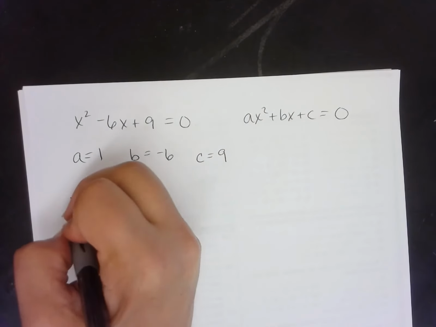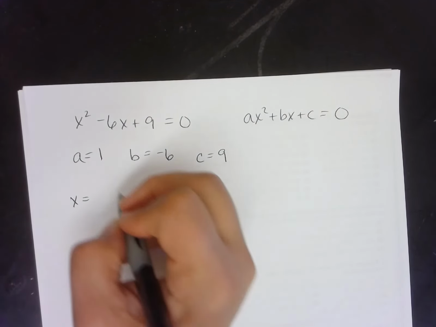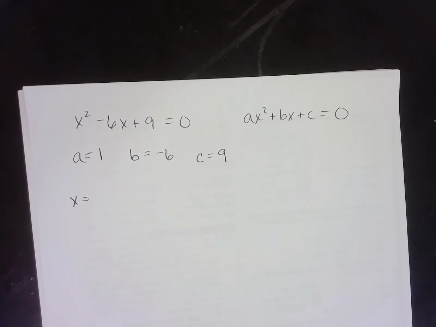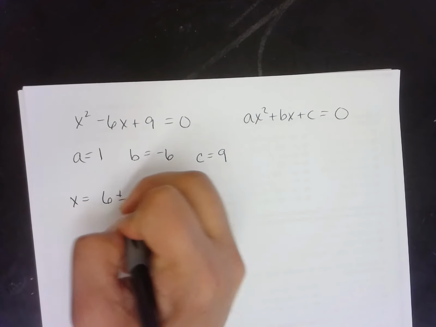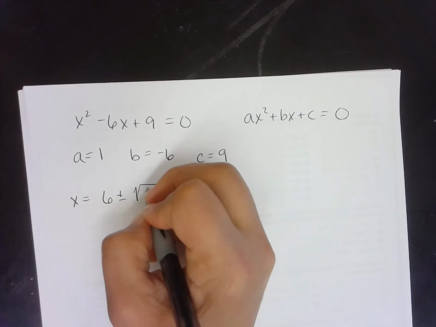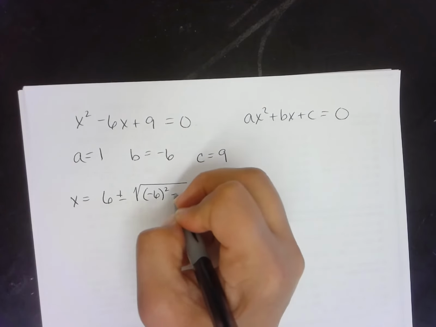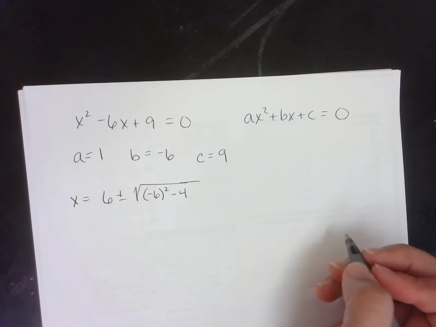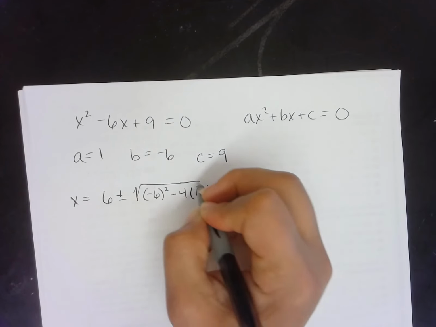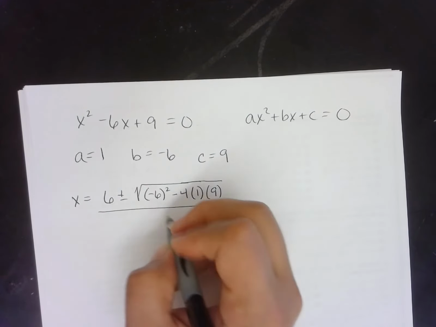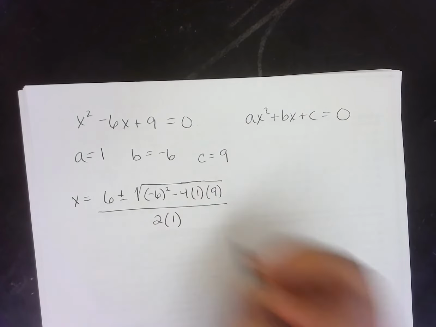So using my quadratic formula, I get x equals negative b. So this time b is already negative, so when I apply a negative to negative 6, that gives me a positive 6, plus or minus the square root of negative 6 quantity squared minus 4, because that's my b squared, times a, which is 1, times c, which is 9, all over 2 times a, which is 1.